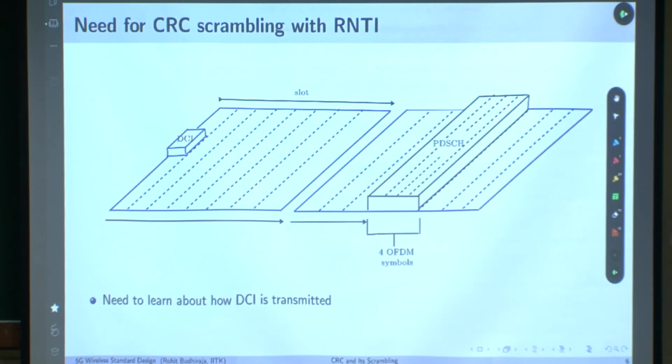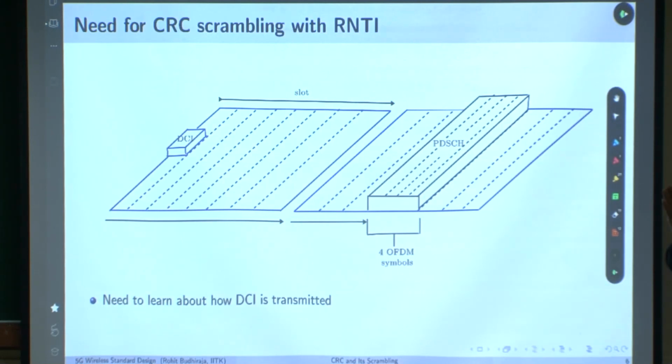There is a concept called blind decoding. The user doesn't know in advance whether its DCI is going to come or not. The user has to figure it out, and how does it figure it out? That's what blind decoding is. Because the user doesn't know whether its DCI is coming or not, it is blind. Unless it figures out that its DCI is there, it cannot decode the data. It doesn't even know whether its data is scheduled or not. So we have to learn about how this DCI is transmitted.